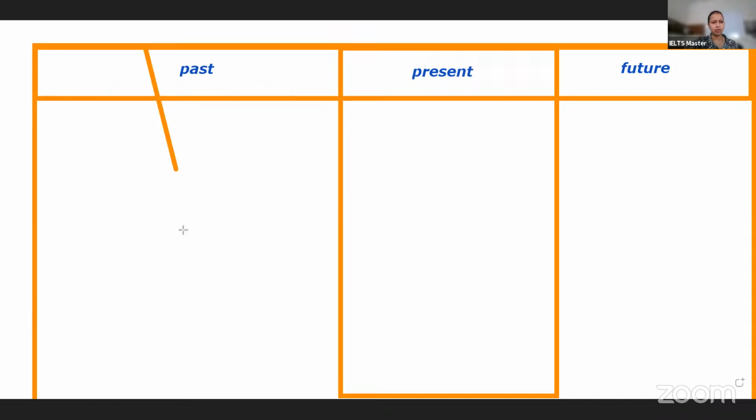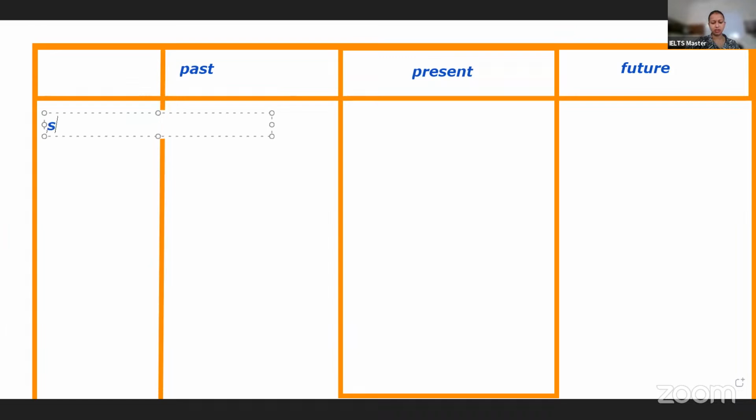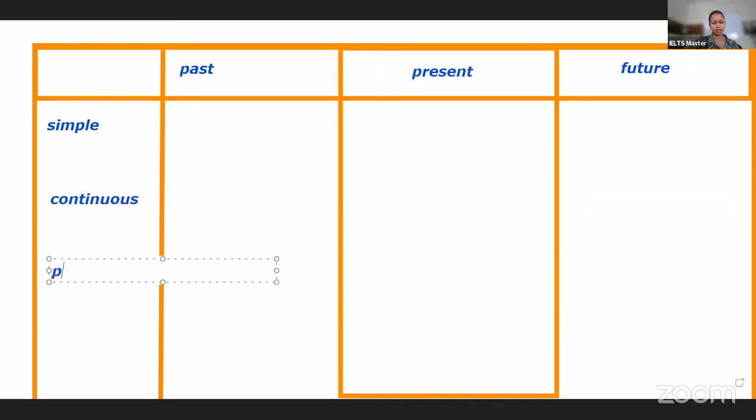So here I also need to write whether it is simple, which form it is. Here we have simple. Then we have continuous. Then we have perfect. And we have perfect continuous. We will be going into detail further.